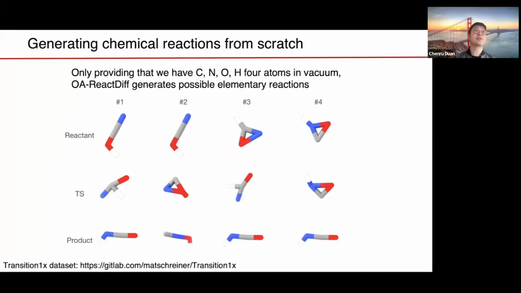In the first demonstration, we're generating chemical reactions from scratch. Here we assume that there are only C, N, O, H, four kinds of atoms in vacuum, and we use the model that we developed, called OA-ReactDiff, to generate those possible elementary reactions. From a chemist's perspective, I think these are all quite reasonable reactions, including those from hydrogen transfer and also the ones that open the rings to form line-based structures.